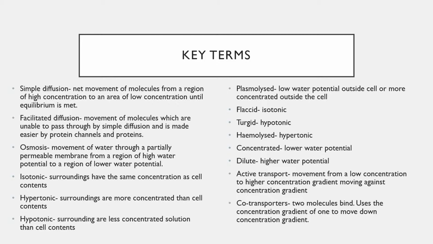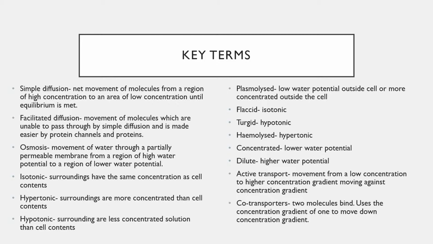Osmosis is the movement of water through a partially permeable membrane from an area of high water potential to an area of low water potential. Isotonic is where the surroundings have the same concentration as the cell contents. Hypertonic is where the surroundings are more concentrated than the cell contents. Hypotonic is where the surroundings are less concentrated than the cell contents.